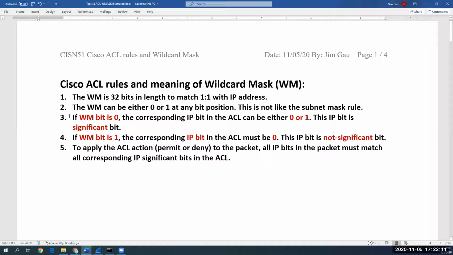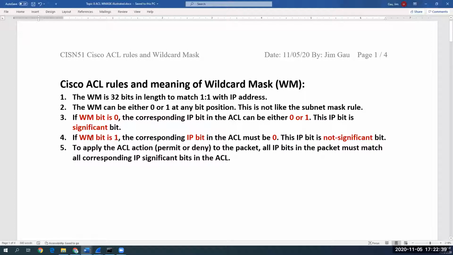The importance of the WM bit is that if the WM bit is 0, there is a corresponding IP bit, and it can be either 0 or 1. If it's a 0 in the WM, then you can put either 0 or 1 over there. And this IP bit, we call it a significant bit.